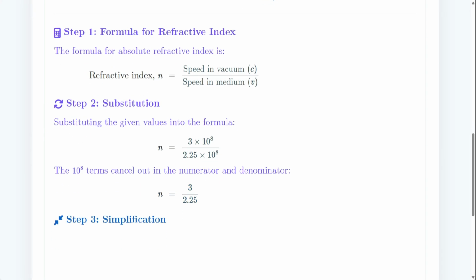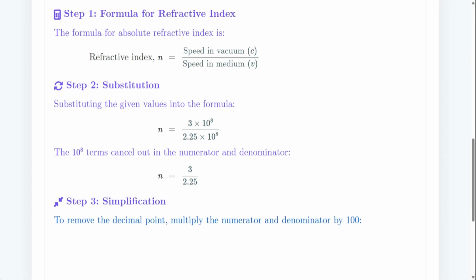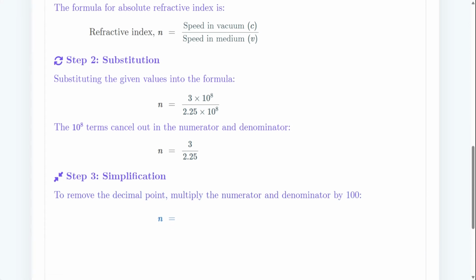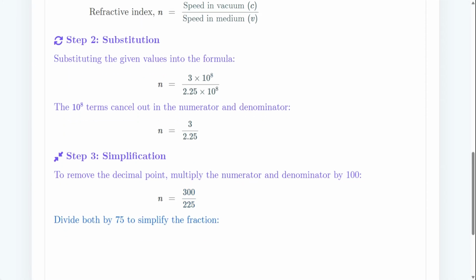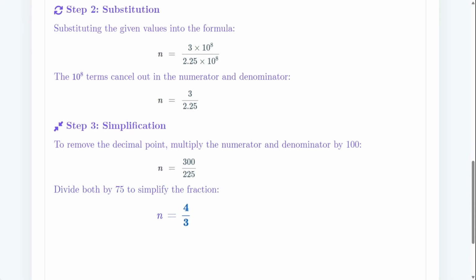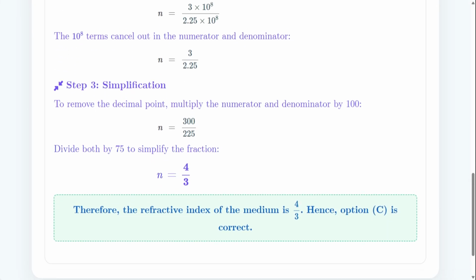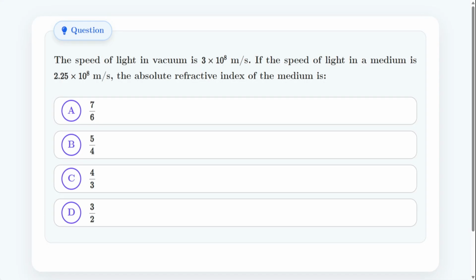Step 3. Simplification. To remove the decimal point from the denominator, multiply both top and bottom by 100. n is equal to 300 by 225. Now, let's divide both numbers by 75 to simplify. n is equal to 4 by 3. So, the refractive index of the medium is 4 by 3. Therefore, the correct option is C.